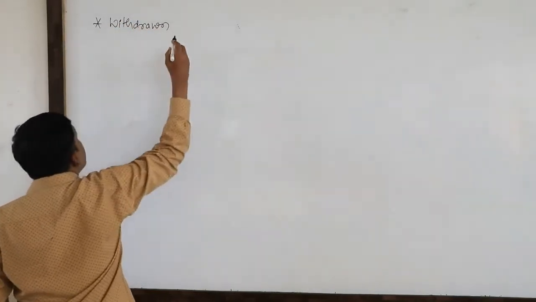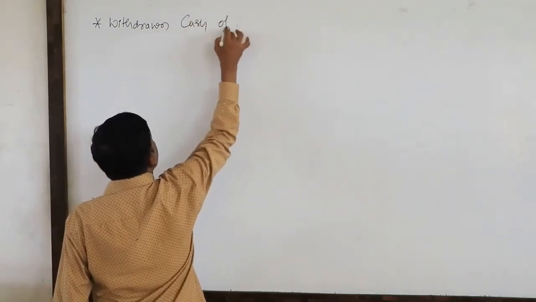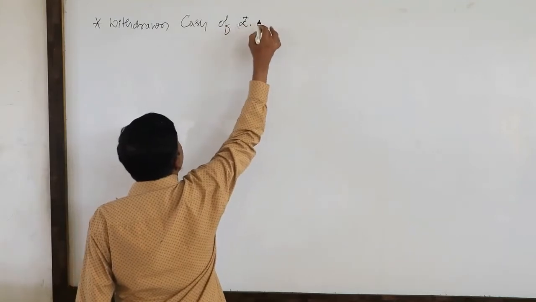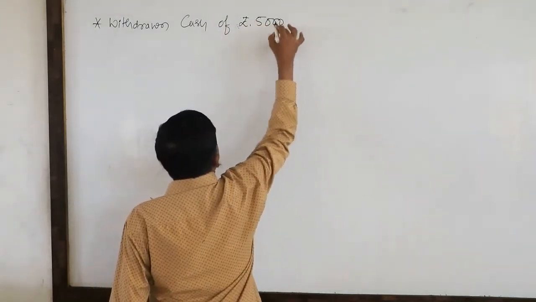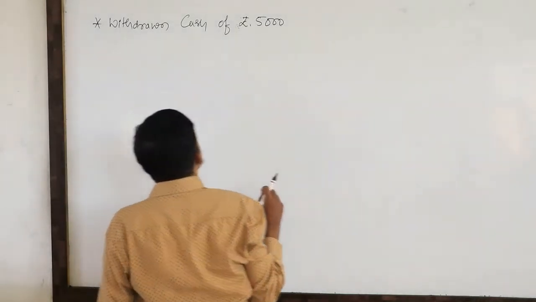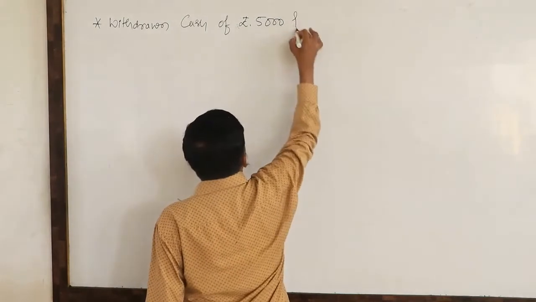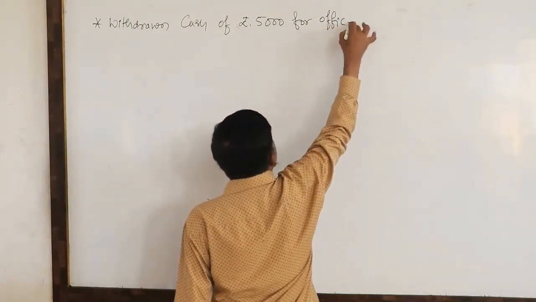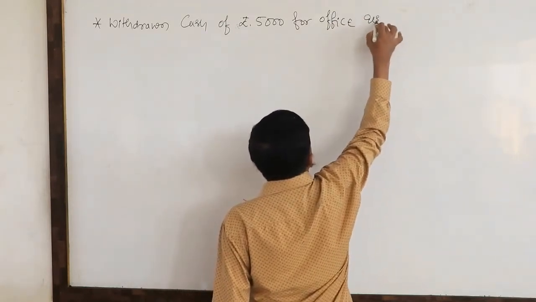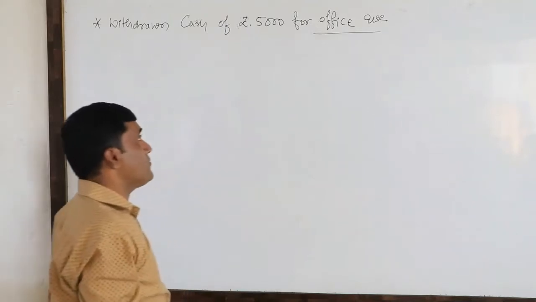Withdrawn cash of rupees 5,000 for office use. For office use means here for business office use.